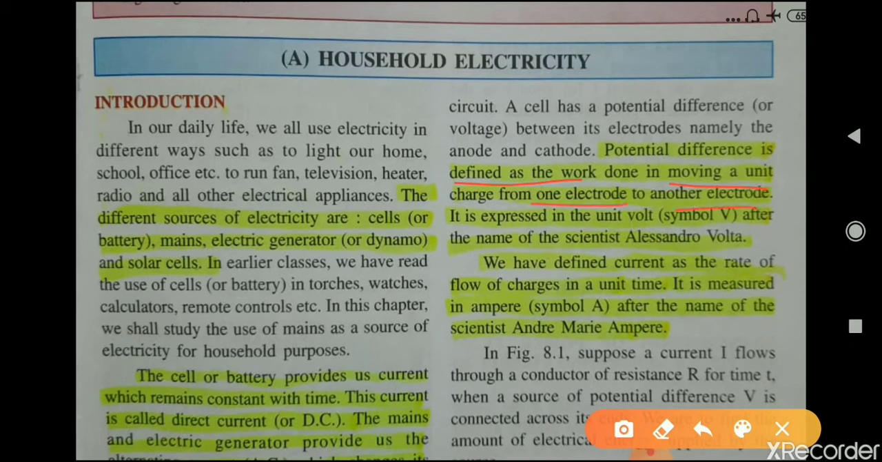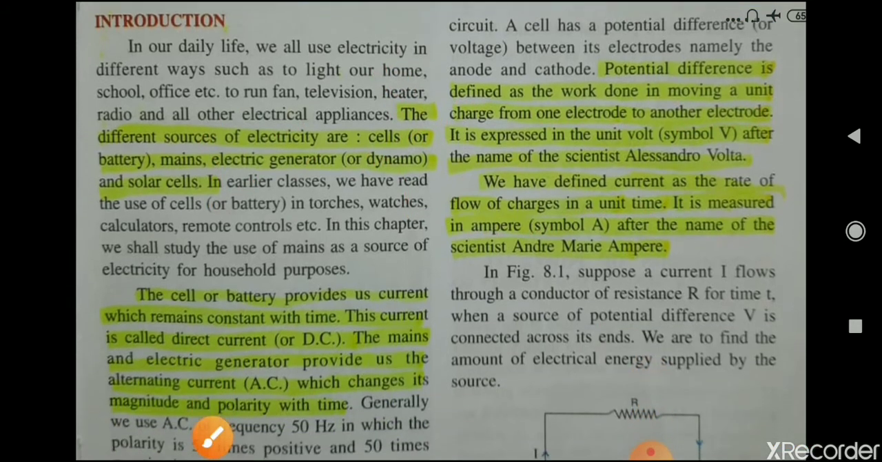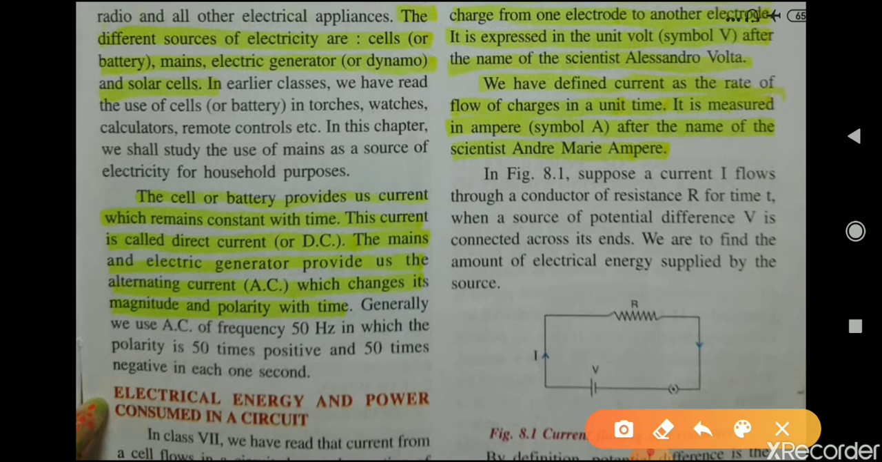Now current is defined as the rate of flow of charge in a unit time. Means current is defined as charge per unit time. Okay. It is measured in ampere. Unit of current is ampere. Okay. Now suppose a current I flows through a conductor of resistance R for time t, where a source of potential difference V is connected across its ends. Okay, now we need to find the amount of electric energy supplied by the source.